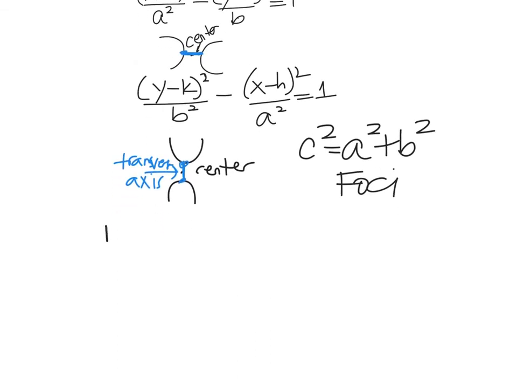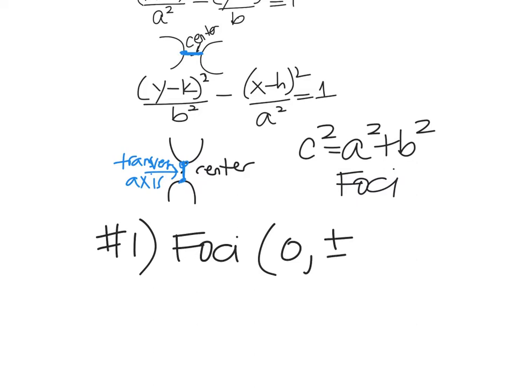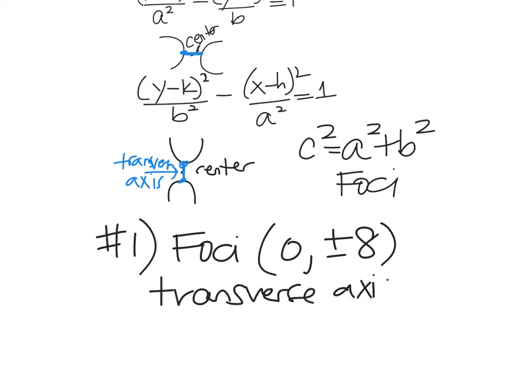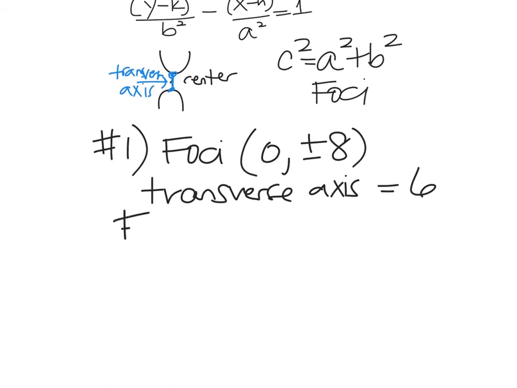So here we go. Number 1. It says here that suppose that the foci are at (0, plus or minus 8), and that the transverse axis length is 6. And we have to find an equation for the hyperbola. So just given those pieces of information, we've got to come up with an equation for this.